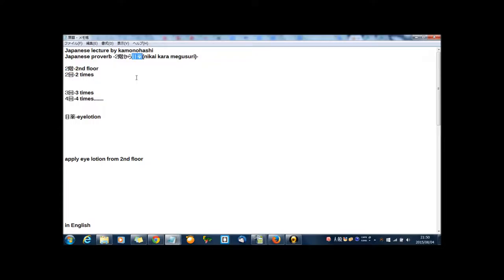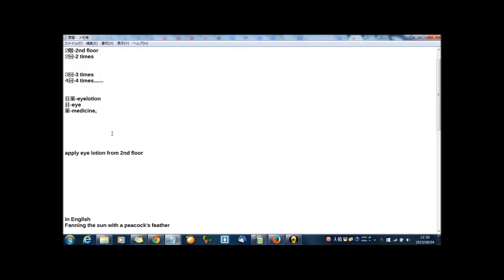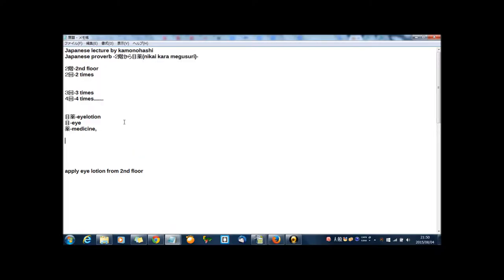And megusuri. The kanji of me means eye, and kusuri means medicine. So megusuri means eye lotion. When we have any trouble with our eyes, like itchiness or pain or any allergy, we use eye lotion for our eyes. Then, nikai kara megusuri means apply eye lotion from the second floor. Apply eye lotion from the second floor.